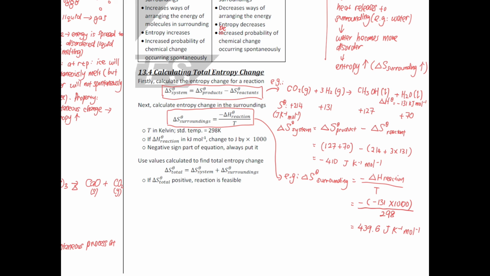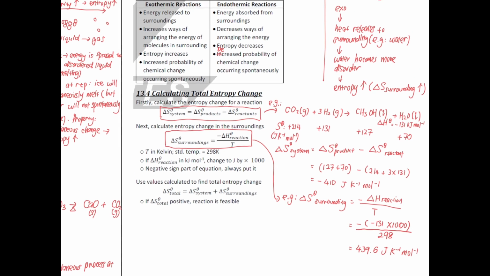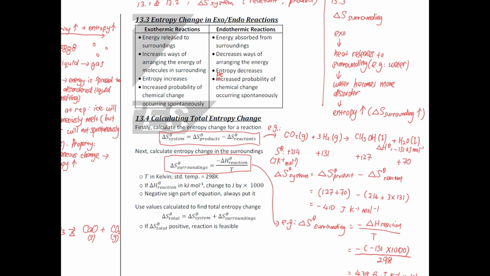Okay, so this is the entropy change of the surroundings. So it matches with the theory. Let's scroll up and take a look. First, our example is exothermic. So exothermic releases energy to the surroundings. The surroundings will have an increase in entropy.